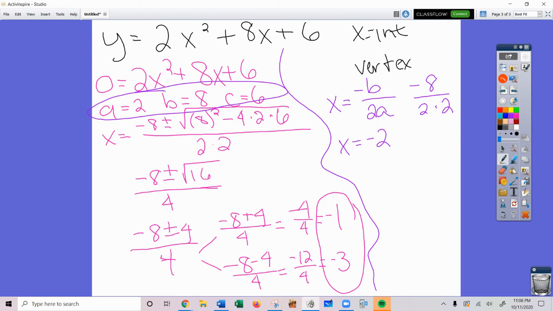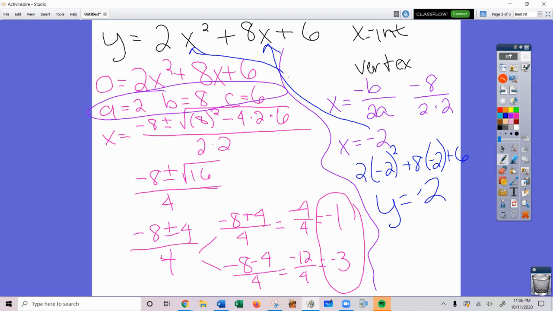We then need to take this value and plug it in for both of our x's. So we're saying 2 times negative 2 squared plus 8 times negative 2 plus 6. If we take this information, make sure in your calculator you're putting that negative 2 in parentheses. So 2 times parentheses negative 2 squared plus 8 times negative 2 plus 6, and we get out negative 2. So what is our vertex going to be in this situation? We should have picked negative 2, negative 2.